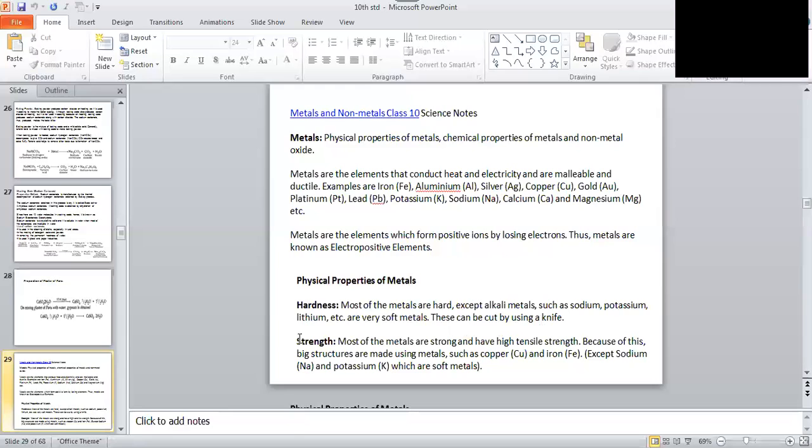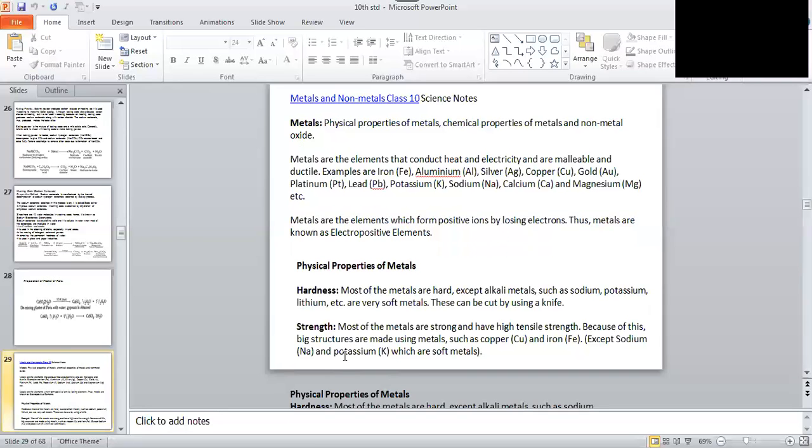The second property of metals is strength. Most metals are strong and have high tensile strength. Because of this, big structures can be made using metals such as copper and iron. Except for sodium and potassium, we can make these big structures, and therefore metals have high tensile strength.